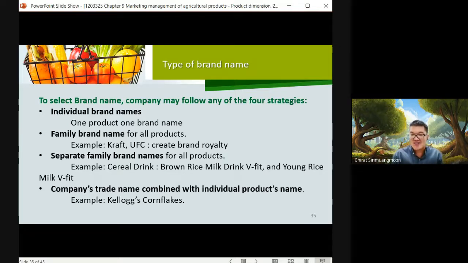Most of the time, we see this a lot for now. Company trade names combine the product name with the company, like Kellogg's Cornflake. Kellogg's is the name of the company. Cornflake is the product. So it's combined together.